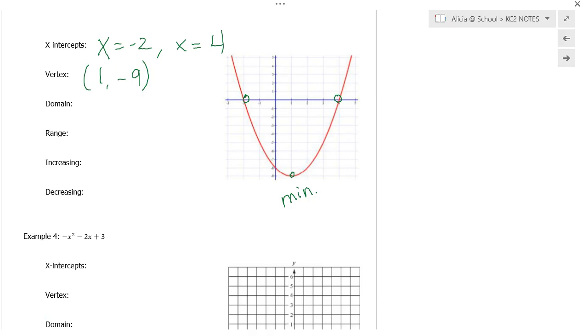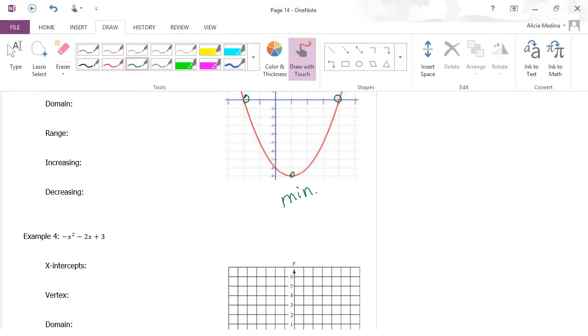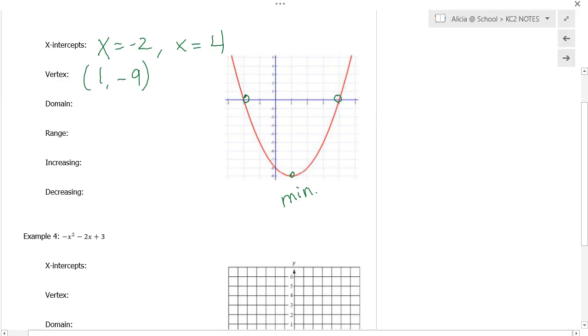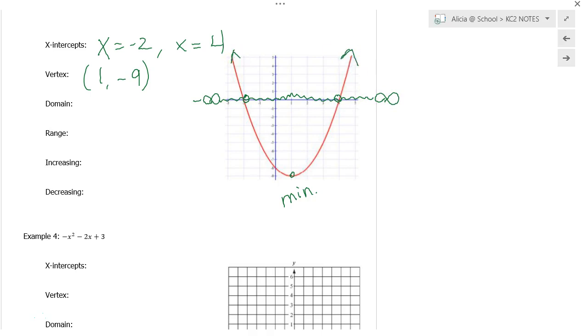Now our domain is going to be all real numbers. How far left, how far right do we go? Well, how far left we go, our function, all these values, is going to -infinity. All these values going to positive infinity. And because my function keeps going, I know that my domain is always going to be all real numbers, -infinity all the way to positive infinity. That's how far left, how far right.